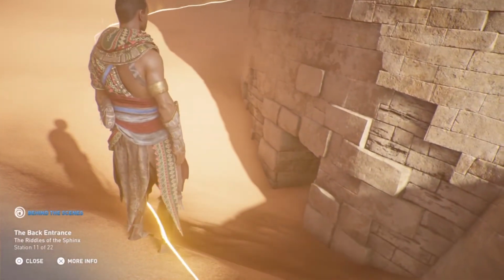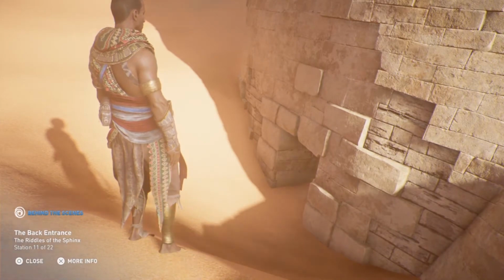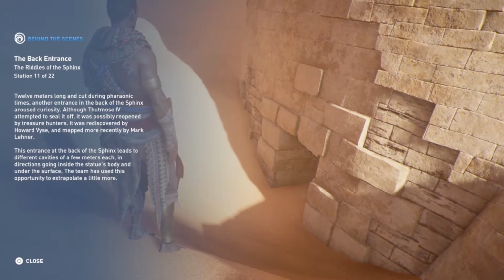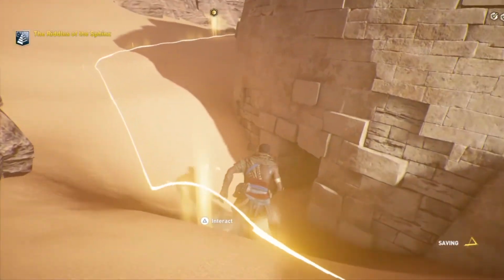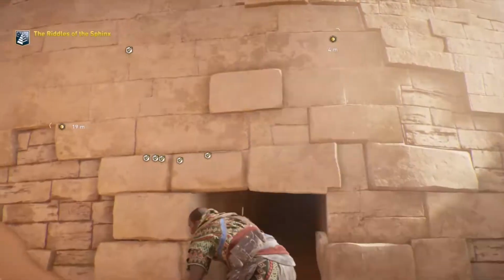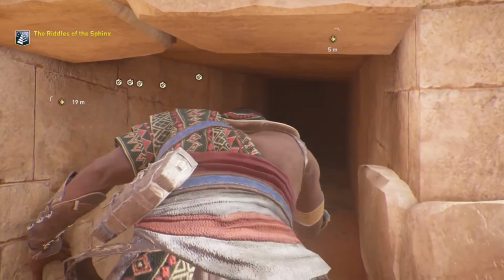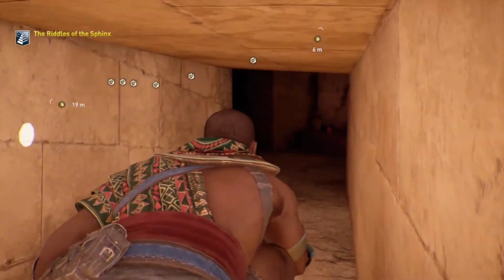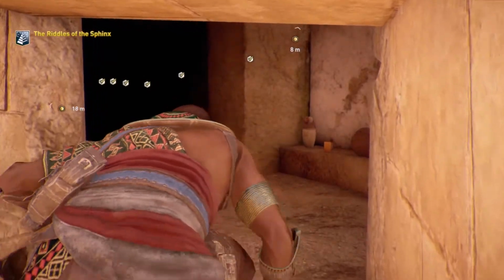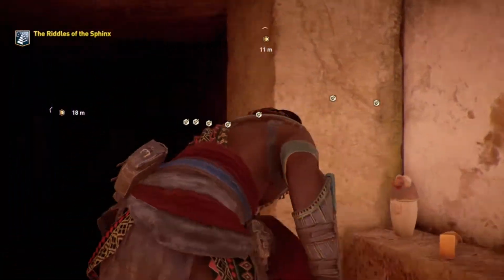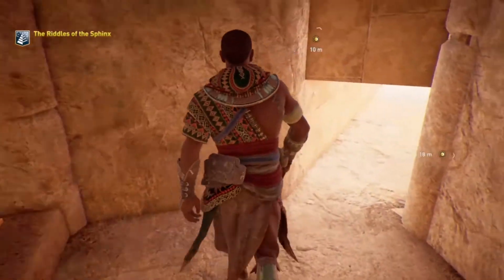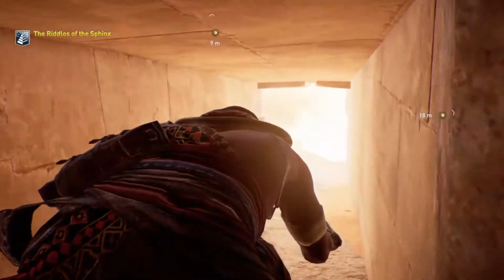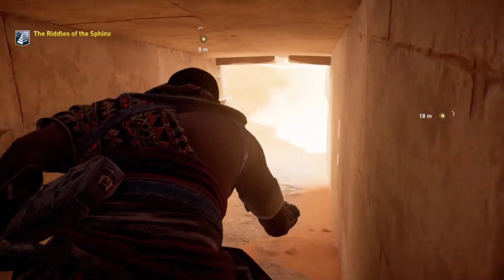12 meters long and cut during pharaonic times, another entrance in the back of the Sphinx aroused curiosity. Although Thutmose IV attempted to seal it off, it was possibly reopened by treasure hunters. It was rediscovered by Howard Vyse and mapped more recently by Mark Lehner. This entrance at the back of the Sphinx leads to different cavities of a few meters each, in directions going inside the statue's body and under the surface. The team has used this opportunity to extrapolate a little more.